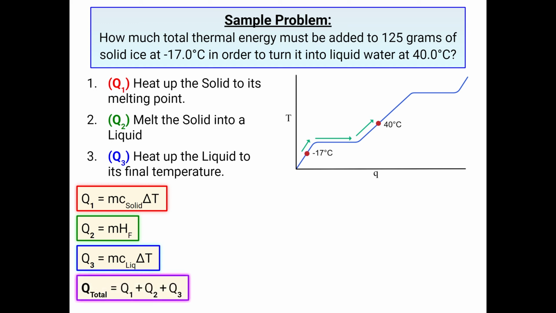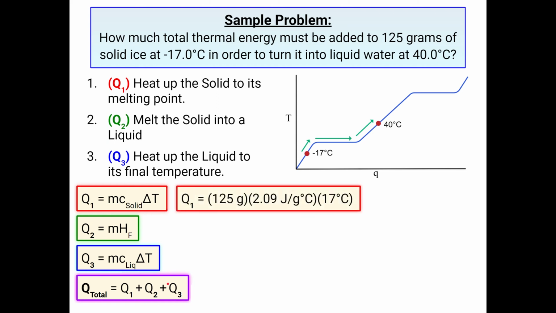The very last step that we'll do is adding up all 3 of our answers, because the question asked how much total energy must be added to this ice to turn it into water at this temperature. That involves 3 steps, so we need to calculate all 3 and then put our answers together.